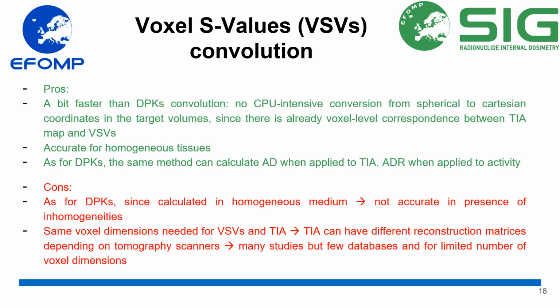The main pro of voxel S-values convolution with respect to dose-point kernel convolution is its further speed, thanks to the voxel-level correspondence between the time-integrated activity map and voxel S-values, making the computation less intensive. Unfortunately, this can also be a major con, because it requires the voxel S-values to have the same voxel dimensions as the time-integrated activity map of interest, which can have different reconstruction matrices depending on the scanner used. Few databases are available in literature, and for a limited number of voxel dimensions.